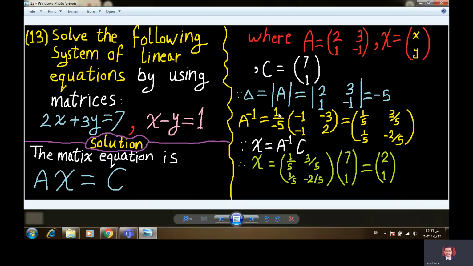A minus 1 equal 1 over -5 times this matrix, -1, -3, -1, and 2, equal this matrix of elements 1 over 5, 3 over 5, 1 over 5, and -2 over 5. Since X equal A minus 1 C, this is a rule. X equal 1 over 5, 3 over 5, 1 over 5, and -2 over 5, all of this times this matrix of elements 7 and 1. All of this equal this matrix of elements 2 and 1.